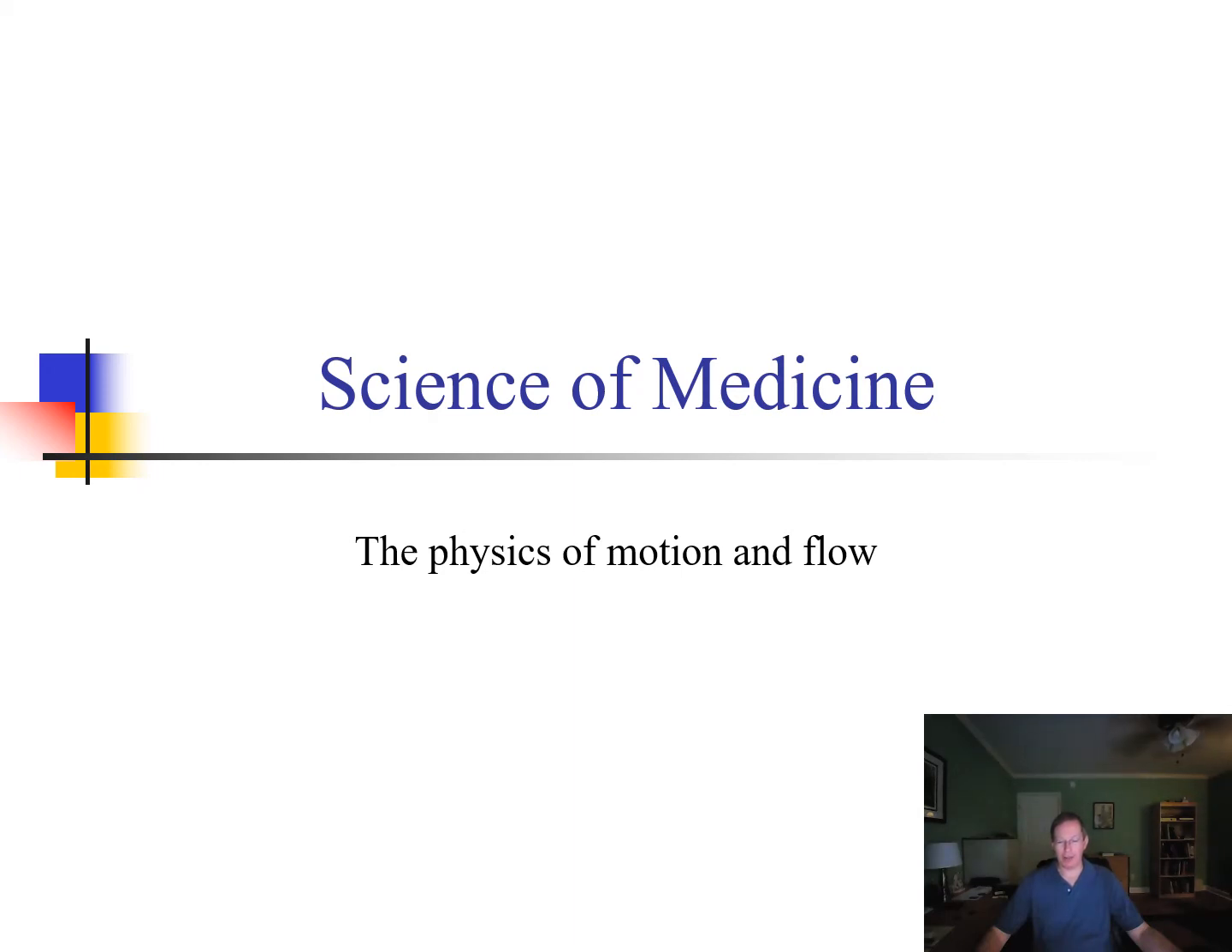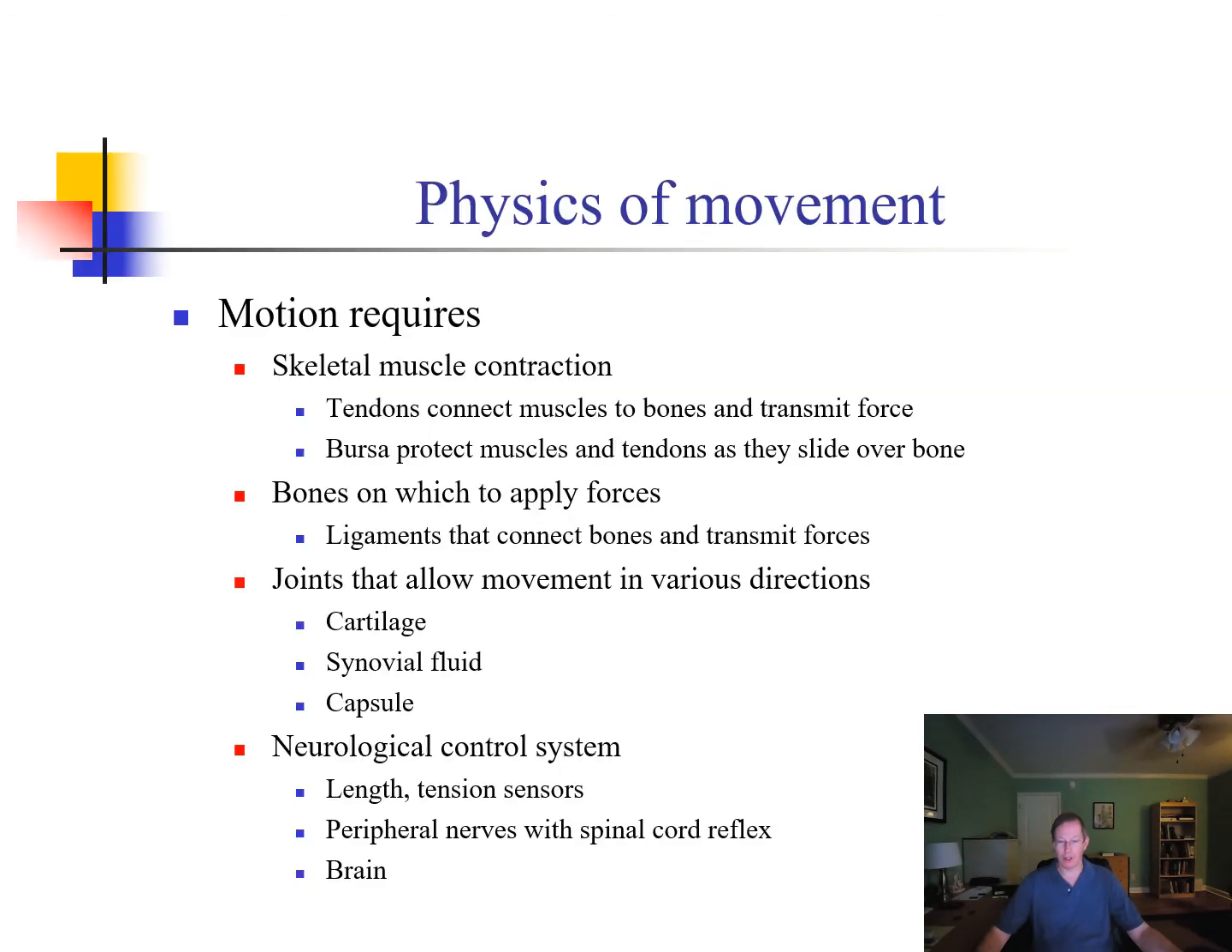Today I want to talk about the physics of motion and flow. This is widely applicable, particularly within the musculoskeletal system and also within the blood and lungs as it relates to laminar flow. So remember that we've talked about some of the physiology of skeletal muscle, but in order to have movement, I need to have several things happen from a physics standpoint.